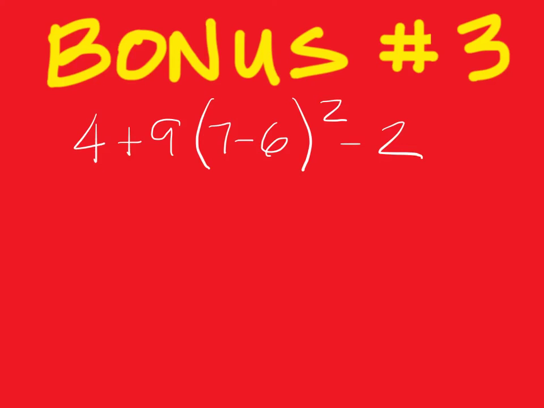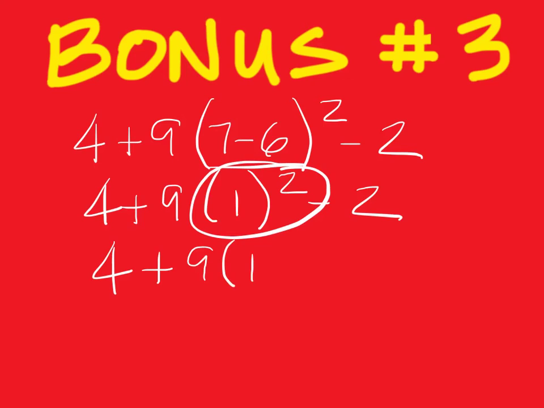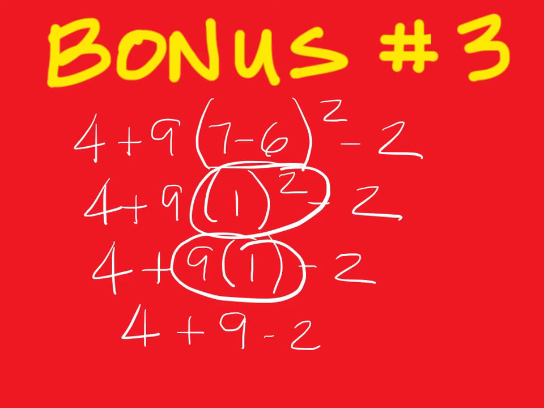On this problem, 7 minus 6 is 1. So you would write a 1 there. 1 to the second power is just 1. And then 9 times 1 is 9. So 4 plus 9 minus 2 is 11.